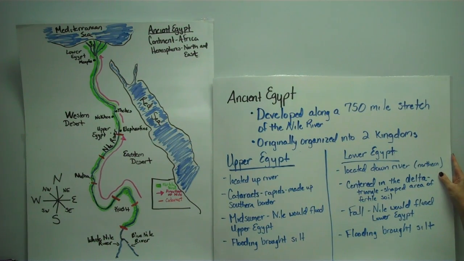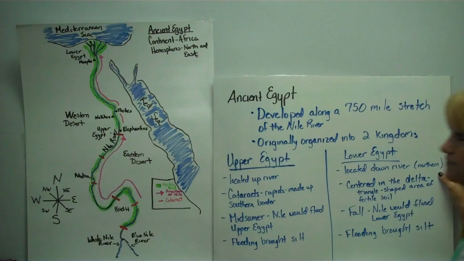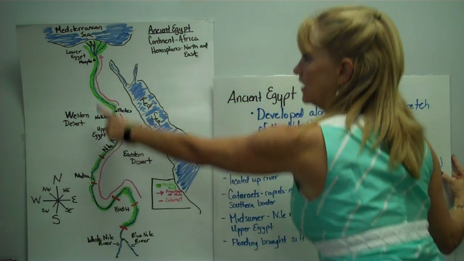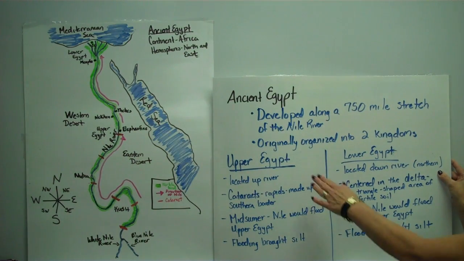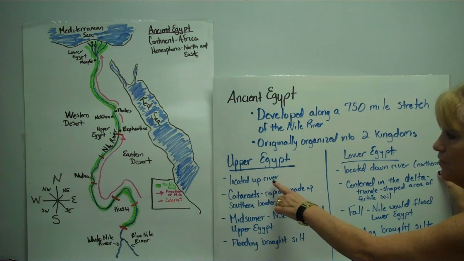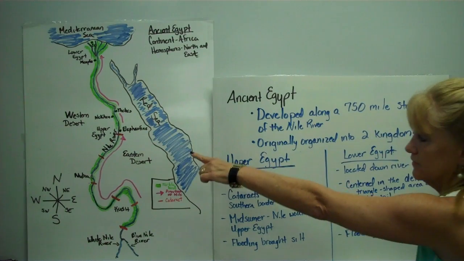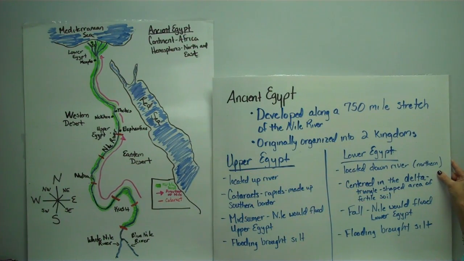Ancient Egypt developed along a 750-mile stretch of the Nile River, originally organized into two kingdoms, Upper Egypt and Lower Egypt. Upper Egypt is located upriver, and its cataracts make up the southern border. In midsummer, the Nile would flood Upper Egypt, and the flooding brought silt, which is rich soil.